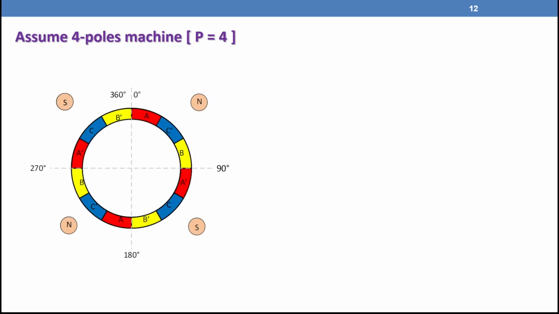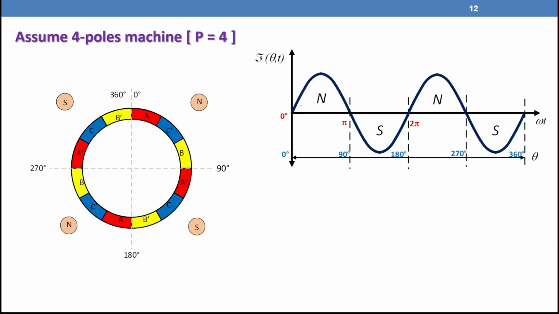We have north, south, north, south. So we are going to divide our 360 degrees to 4 quarters, each carry a certain pole. So if we have the machine like this one, we have north from 0 to 90 degrees in space, and then we have another south from 90 to 180 degrees in space, and that one represents complete cycle, which is from 0 to 2 pi. And this is why I emphasized before to use both of them, pi and 90 degree or pi and 2 pi for mechanical and electrical degrees.